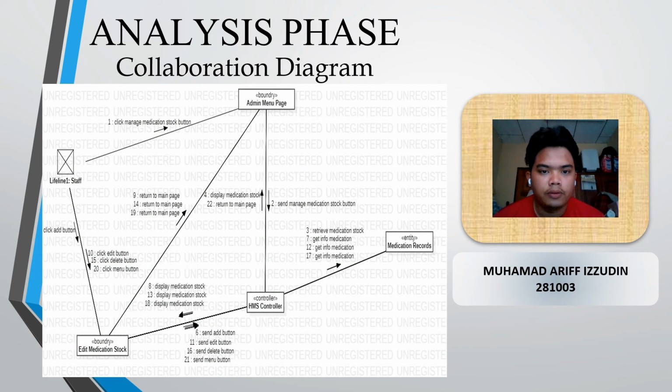This is the analysis phase collaboration diagram for the requirement. This is the boundary, entity medication record, controller HMS controller, boundary the medication stop. It will start with the staff.